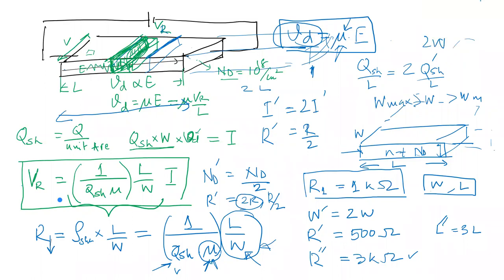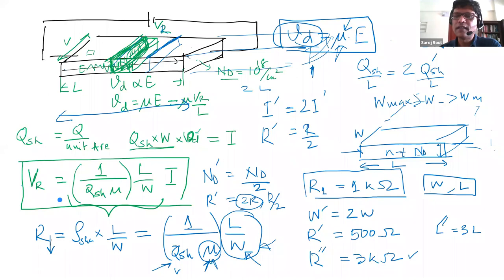Sir, because doping is half, so charge carriers will be less. So resistance will be more. Charge carriers, sir, number of bumps will be more. Sir, charge per unit area is decreased, is half, sir. That's why the resistance will be decreased.